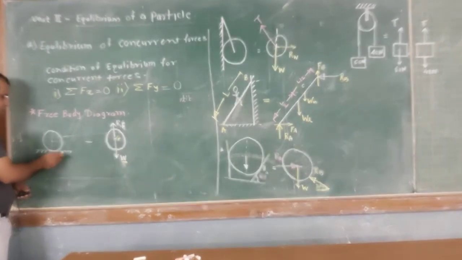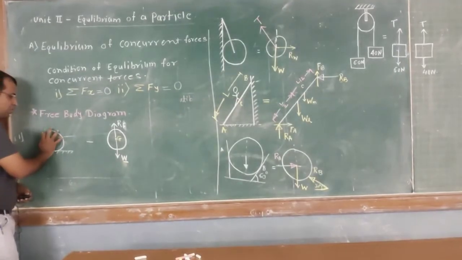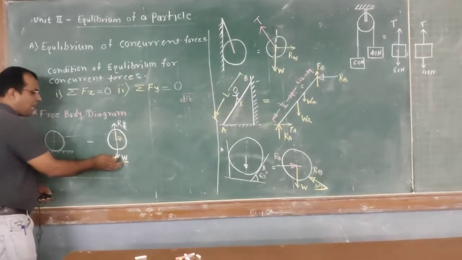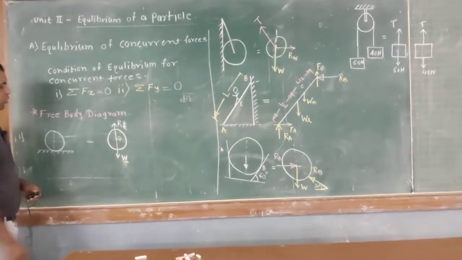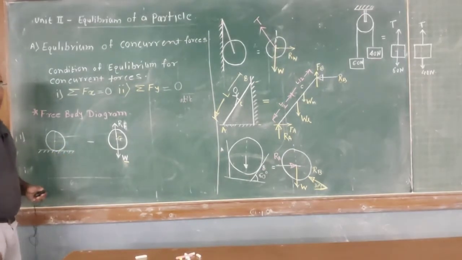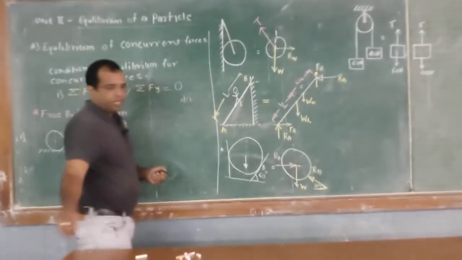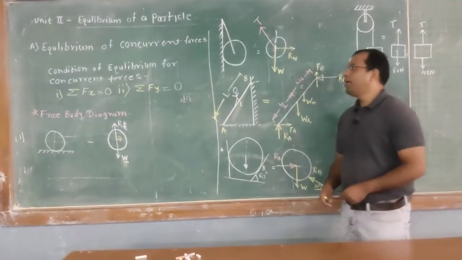We have isolated this body from the surrounding. What is the surrounding for this ball? This floor is the surrounding. So I have isolated this ball from its surrounding and I have shown all active and reactive forces. Therefore this is one of the examples of a free body diagram. So all of you understood? Okay, thank you.